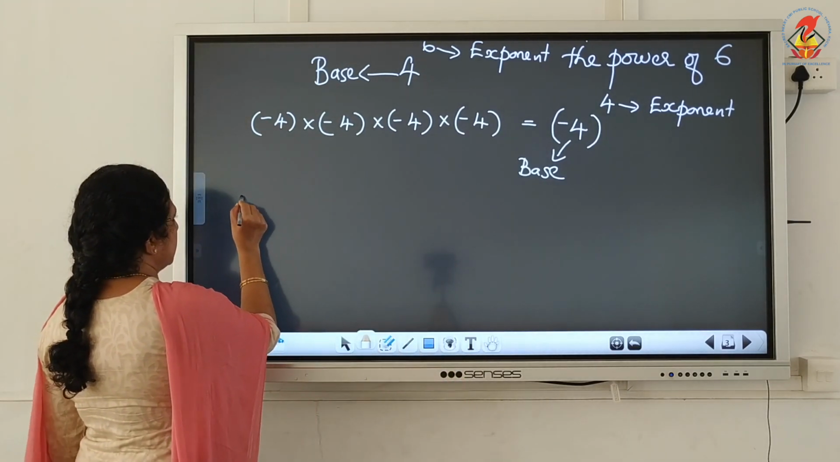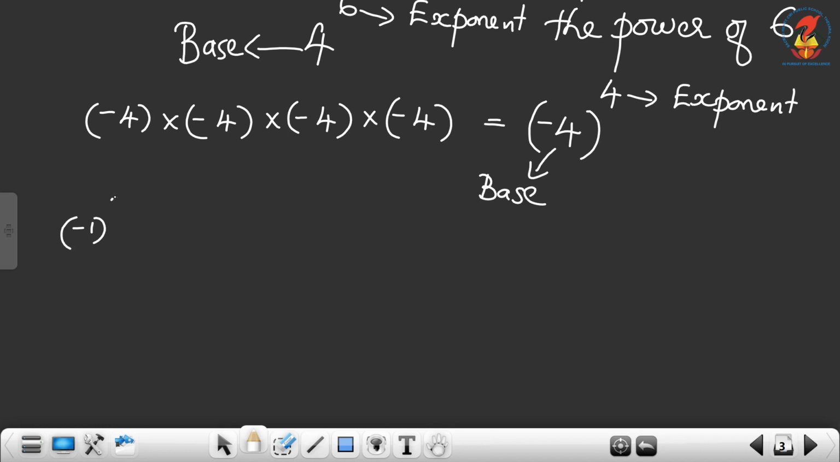Now consider negative 1 raised to the power 1. What is meant by negative 1 raised to the power 1? Negative 1 is repeated only one time. So the answer is negative 1.